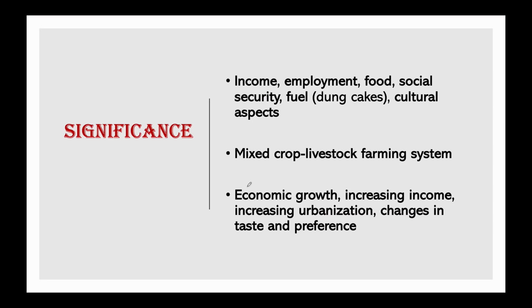There is also significance of animal rearing. It is well recognized that humans depend upon animals for income, employment, food, social security, fuel, cultural aspects, and a variety of other reasons. This animal production system assumes special significance in economic growth also. It increases income also. The animal production system in India is principally part of the mixed crop livestock farming system and is very important for the security and survival of a large number of poor populace. So this is basically a key to poverty reduction in our country.